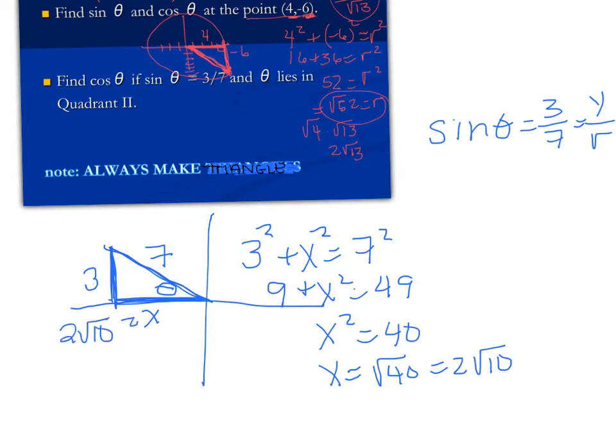But this is one of the really important reasons why we draw out a diagram. Notice that it's in the second quadrant, and every time we're in the second quadrant, my x values are negative because I'm going to the left. So here, this x value is actually negative 2 root 10. So now when I write the cosine, it's negative 2 root 10 over 7.